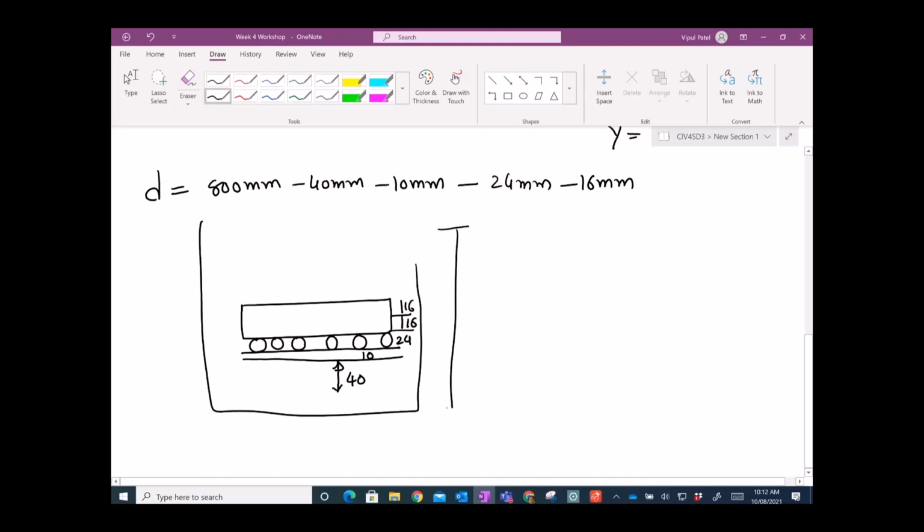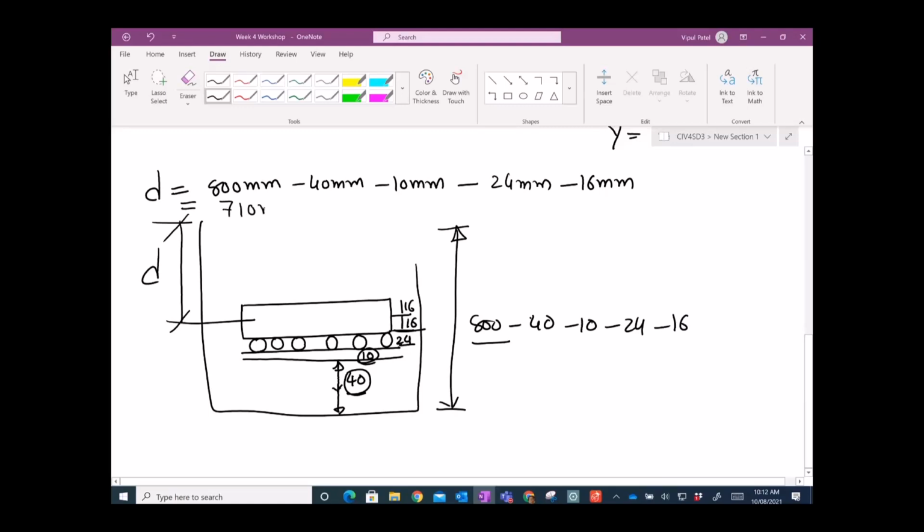So if this is 800 from top to here, and I want to find out from here to here, you can take 800, take away 40. By the way, from here, 800, take away 40, take away 10, take away 24, take away 16. I hope you understand that, right? So if you just use the calculators, you will end up taking 710 millimeters as a depth.